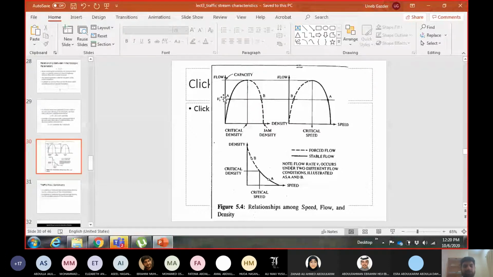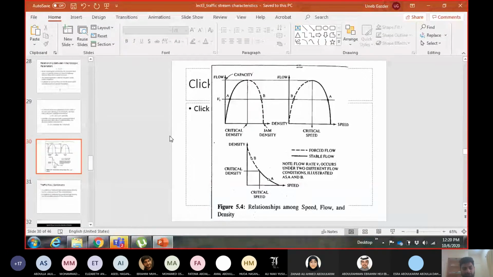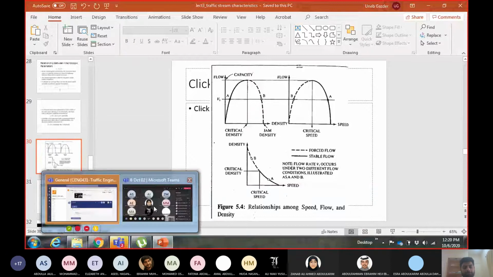Okay, so in the solid region, density is low and speed is high. See here, density low, speed high. In the dotted region, density high, speed low. Okay, so stable flow means high speed, low density. Forced flow means low speed, high density.